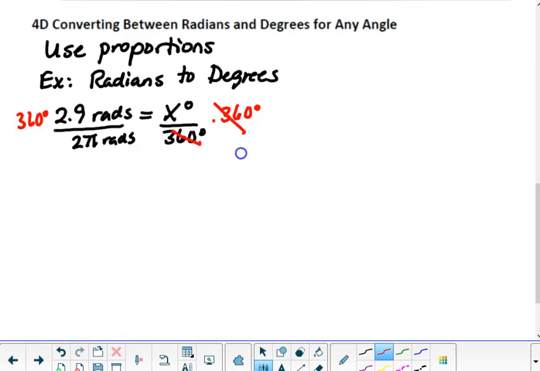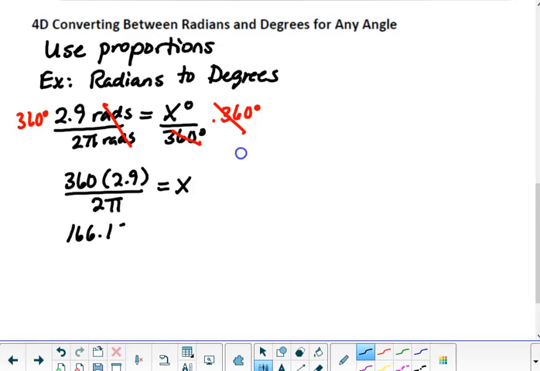and I have 360 times, and notice the radians cancel out here, so I'm left with degrees. So 360 times 2.9, all divided by 2 pi, is equal to x. And what that gives me then is 166.157 degrees is equal to x.